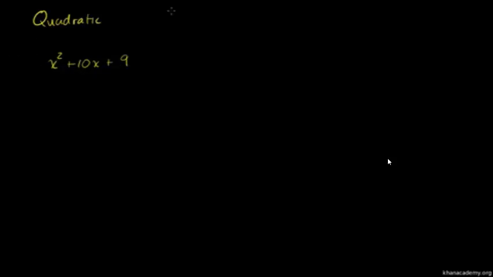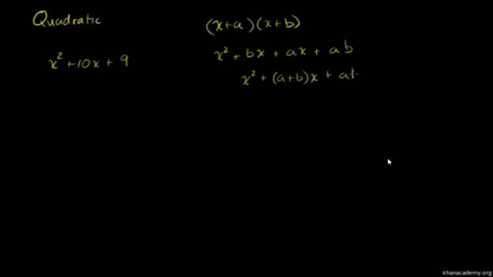Well, let's just think about what happens if we were to take x plus a and multiply that by x plus b. If we were to multiply these two things, what happens? Well, we have a little bit of experience doing this. This will be x times x, which is x squared, plus x times b, which is bx, plus a times x, plus ax, plus a times b, plus ab. Or if we want to add these two in the middle right here, because they're both coefficients of x, we could write this as x squared plus b plus a, or a plus b, x plus ab.